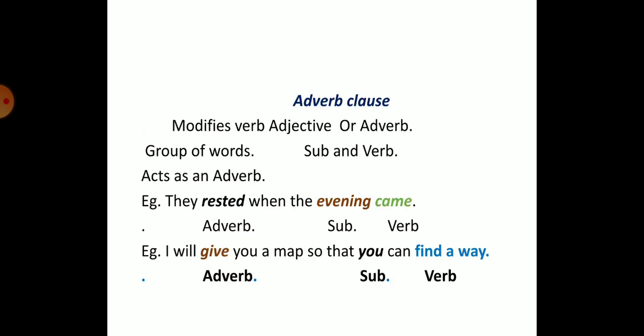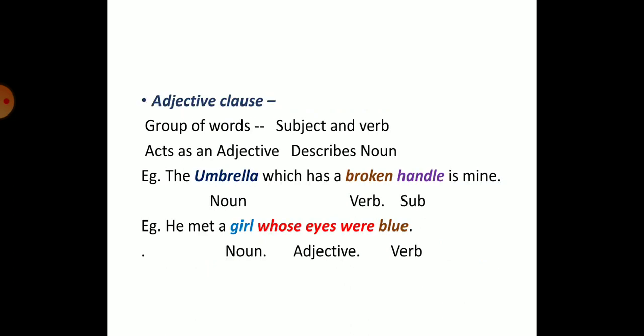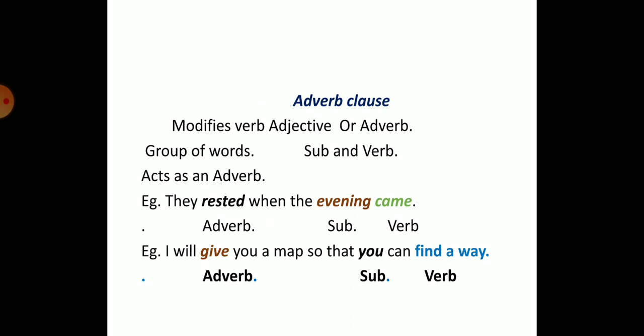Let's look at one more example. He met a girl whose eyes were blue. Here, whose eyes were blue is an adjective clause, having a subject and verb, and it is describing the noun girl. So basically this clause does the work of an adjective. Let's look at the adverb clause.